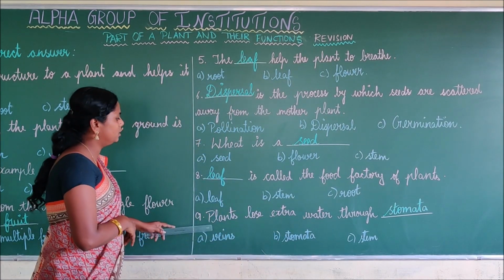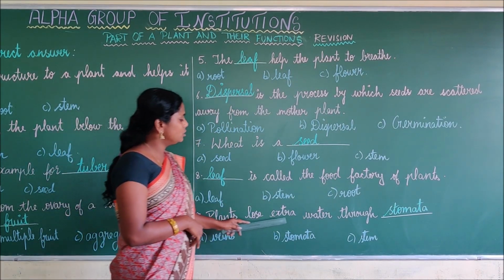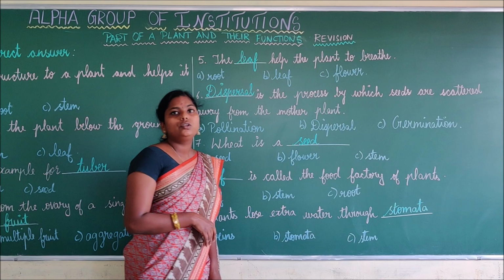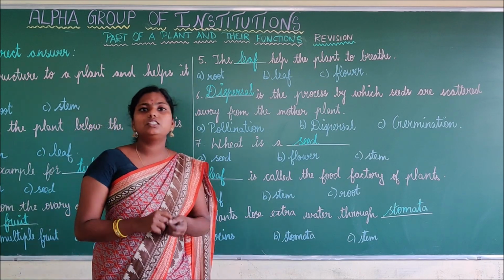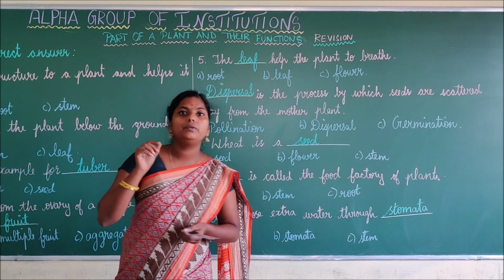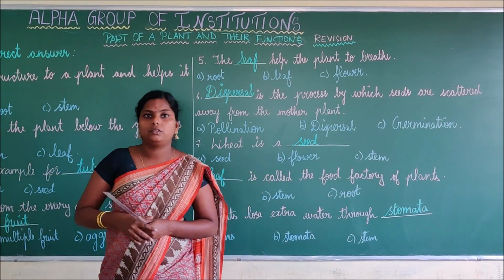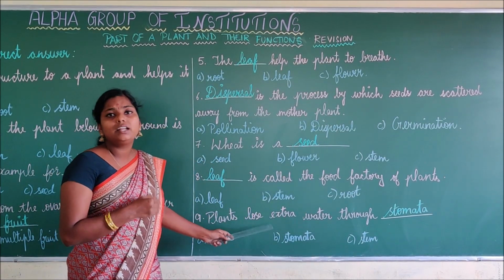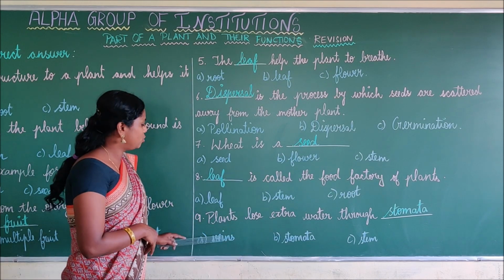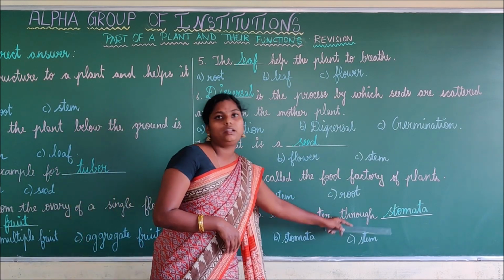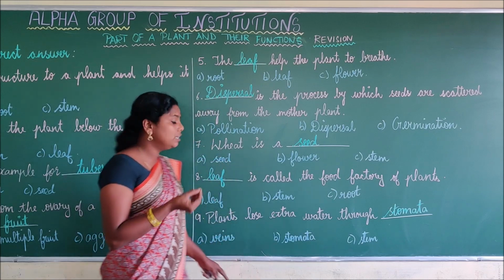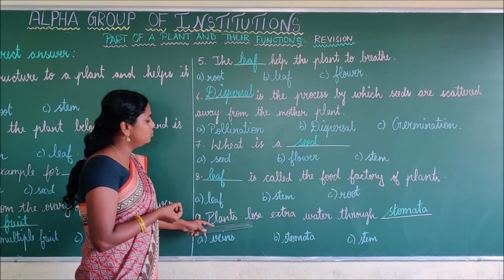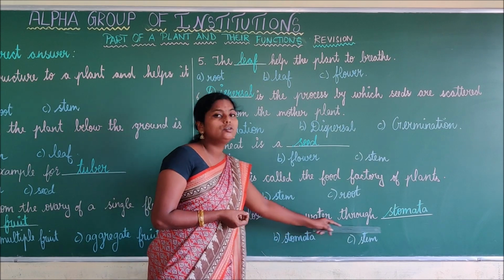And the last question, plants lose extra water through dash. So we have said that transpiration process. In this process, the extra water will be lost as water vapor. So from where is it going out? It is going out from the stomata, the small tiny pores. It will go out as a water vapor. Is it clear, children? Plants lose extra water through stomata.